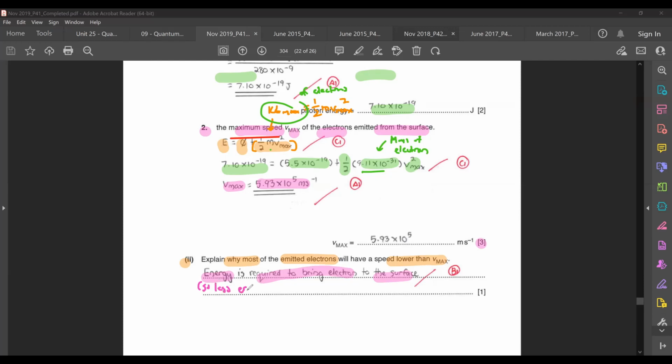So less photon energy remaining to be converted to KE and hence lesser speed. That is another way to think of it if you want to explain further. So this part should be okay.